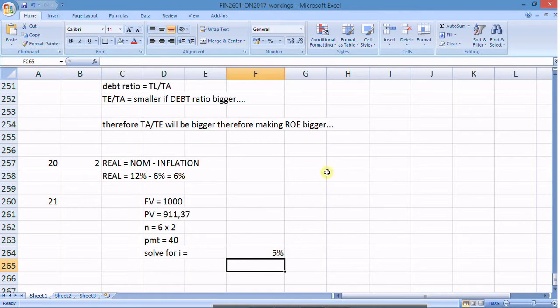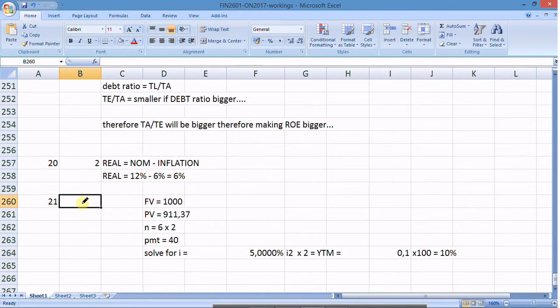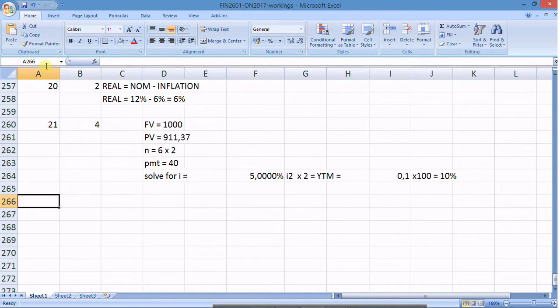Close brackets. That's the rate. Yes. But no, be careful. That rate is what? I2. So you have to times it by 2 to get YTM, yield to maturity. Okay, so it's actually 10% times 2. No, but they should give me the answer. Okay, because they ask for yield to maturity. Okay, so times by 100 gives you 10%. Okay, so 10% here, 4. Okay, we're doing good. Yes.